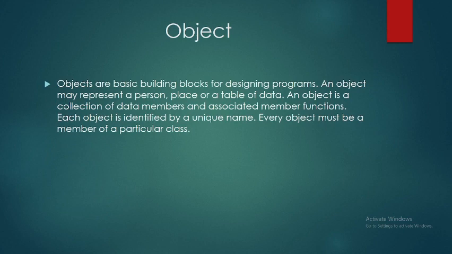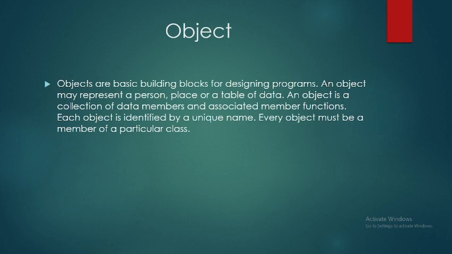The most basic thing of an object-oriented programming language is the object. These are the basic building blocks for designing programs. It may represent a person, place, data, or any other such things. It is a collection of data members and associated member functions. Each object should have a different name, and every object should belong to some class.